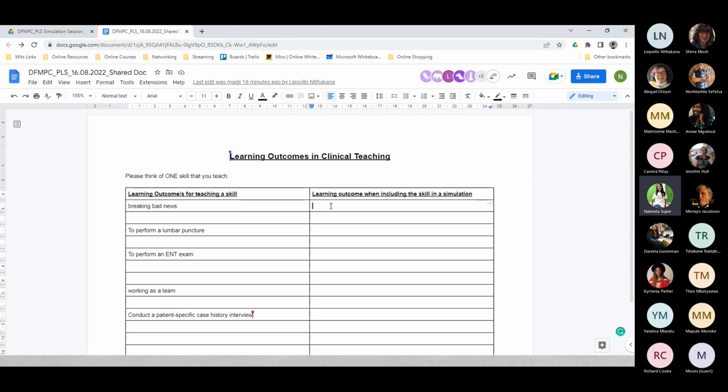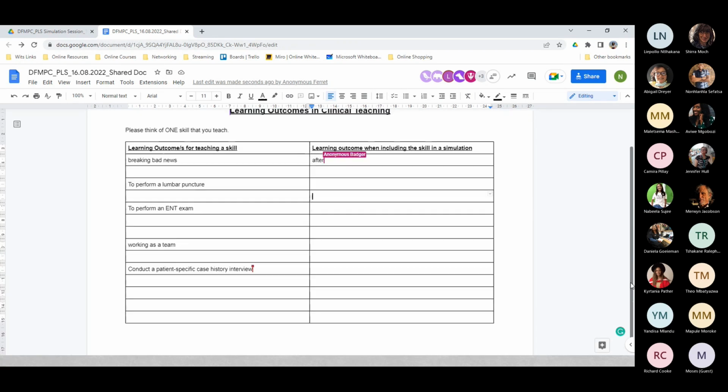I hope that makes sense. You can keep adding to it. If anyone is confused, please feel free to ask. I can see the chat space as well if you want to type anything in.